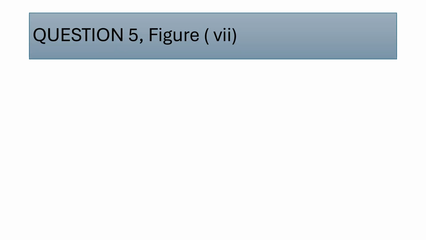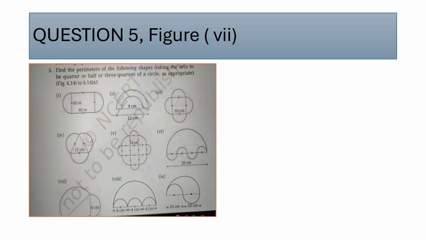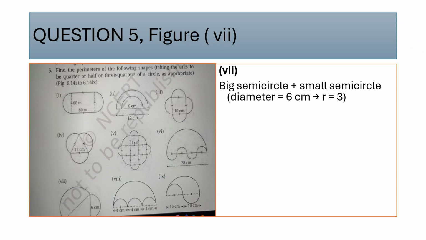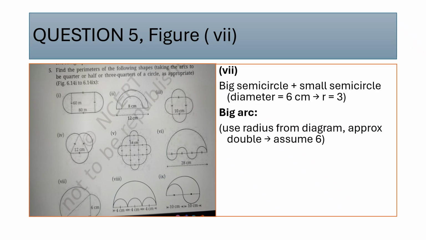Question number 5, figure number 7. Now look at figure number 7. You can even refer to your textbook if you find that the figures are not clear. It's clearly given in your textbook, exercise set 6.1 and question number 5. So if you see here, we have a big semicircle plus a small semicircle. Again, the diameter is 6 centimeter. So what is the radius? That is 3. So big arc.